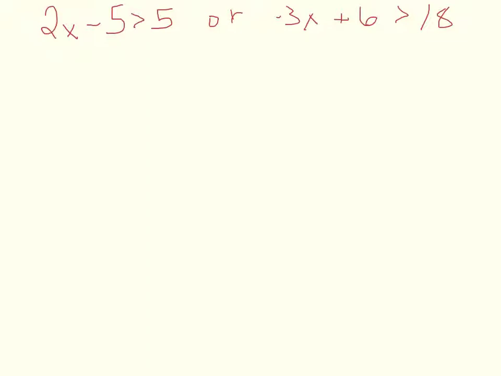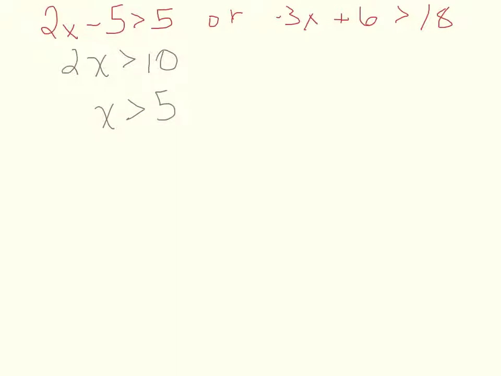So let's try that again. This time with the inequality 2x minus 5 is greater than 5, or negative 3x plus 6 is greater than 18. So first I'm going to take the left inequality, I'm going to add 5, so 2x is greater than 10. I'm going to divide by 2, x is greater than 5.